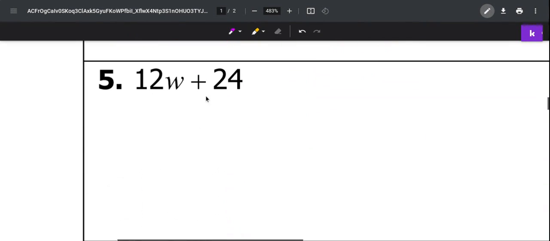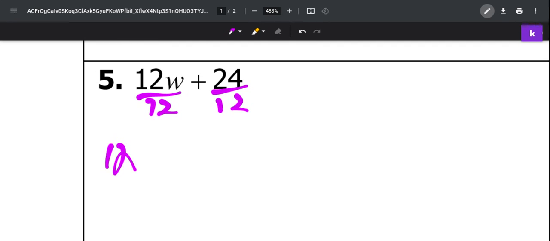Let's do number 5. So try to do this by yourself. So pause this, try to do it by yourself. So 12w plus 24. We want to factor this. All right, so the GCF of 12 and 24 would be actually 12. We can divide 12 by itself, and we can divide 24 by 12.